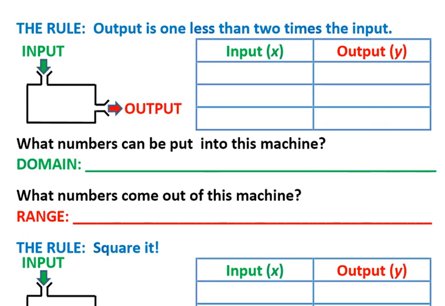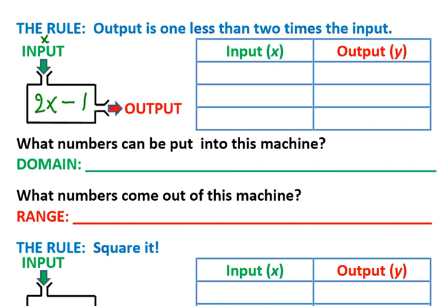This next rule is something more algebraic, something that fits more into our class. The output is going to be one less than 2 times the input. Often for input, we'll use just the variable x. So I'm going to input some number, x, and I'm going to get 1 less than 2 times whatever I input. So that's going to be my rule, 2x subtract 1. And then the output is what comes out.